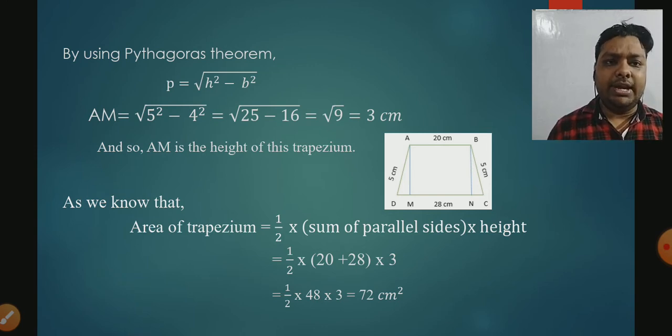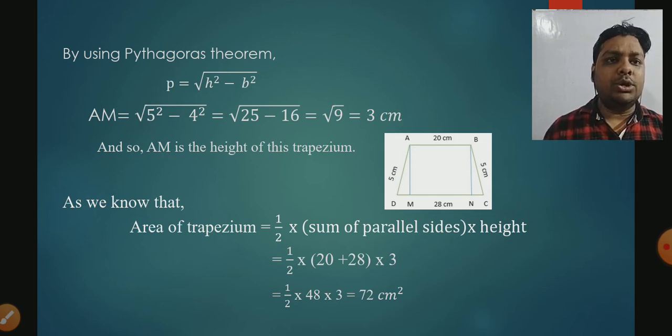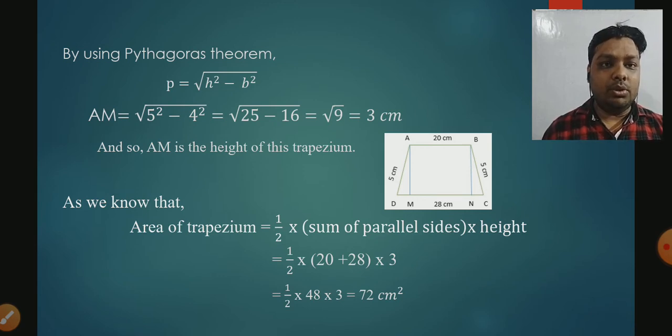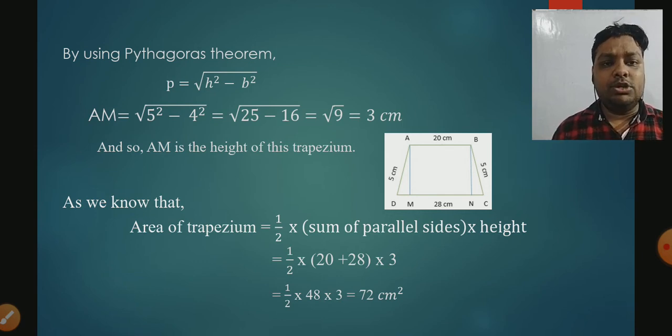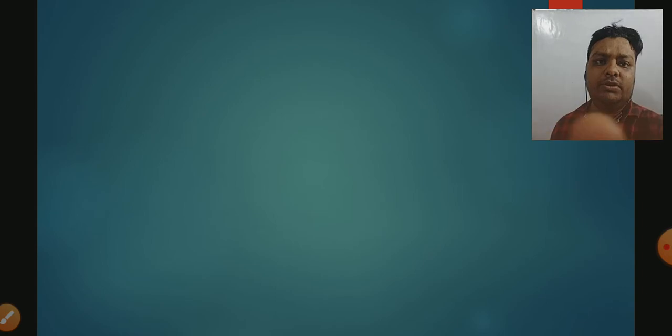So 24 into 3 will be 72 centimeter square. Like this we can find the area of the trapezium if the height is not given. If the height is not given, we will apply Pythagoras theorem if the trapezium is an isosceles trapezium. Always keep it in your mind. If the trapezium is not an isosceles trapezium, then as I have already explained in my previous videos, we will use Heron's formula.